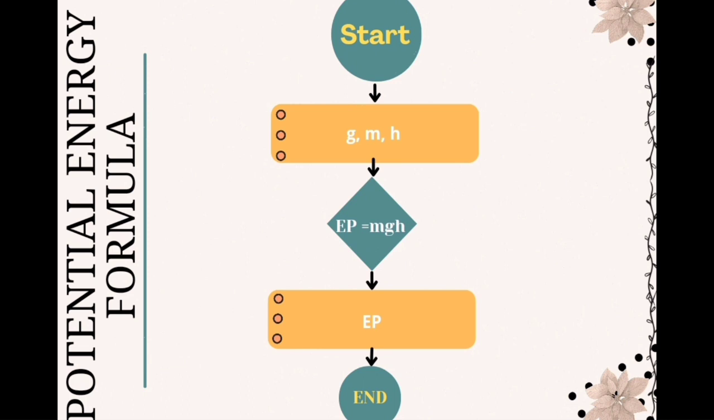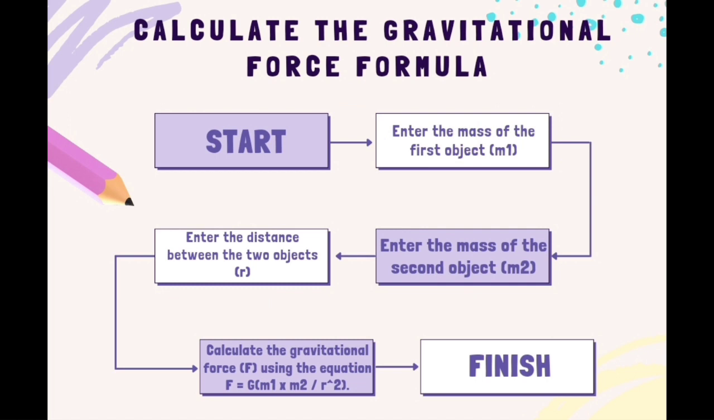By following the steps in this flowchart, you can calculate an object's potential energy by entering the object's mass, gravitational acceleration, and object height. The next material is about the calculate gravitational force formula.